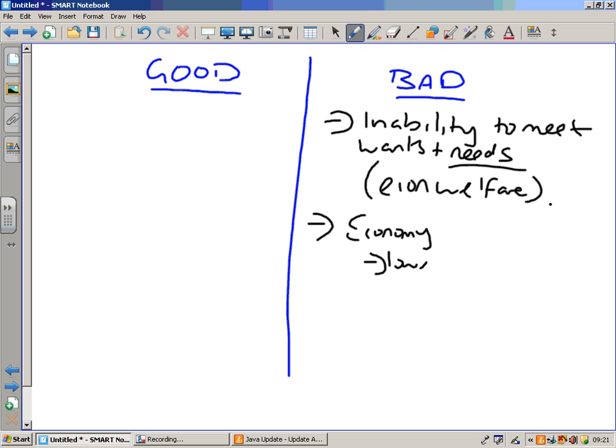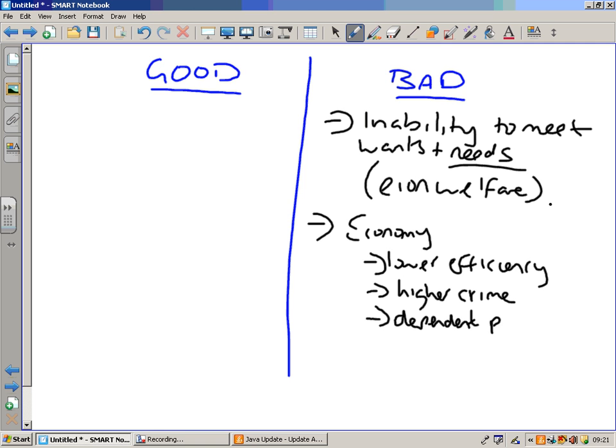We could talk about, and we'll explain what these mean in a minute, lower efficiency. We've got problems of potentially higher crime. And again, we'll explain what these mean in a minute. We've got problems of a dependent population. So let's talk about these issues for the economy then.